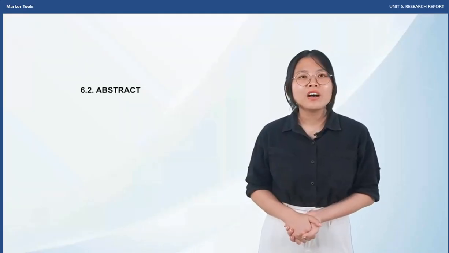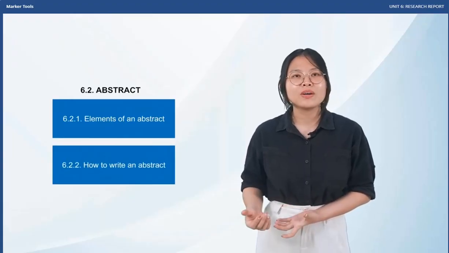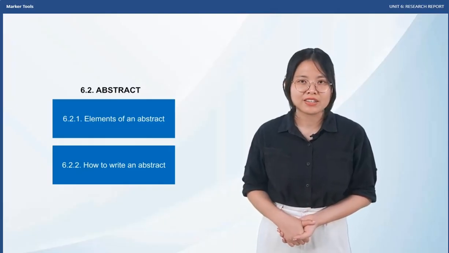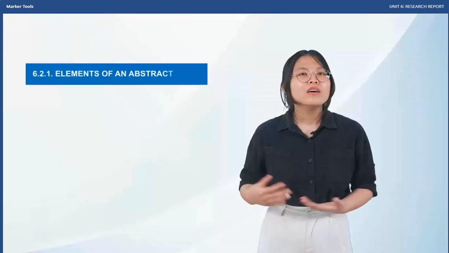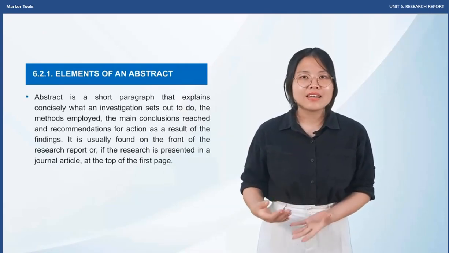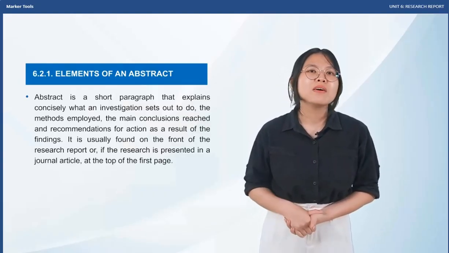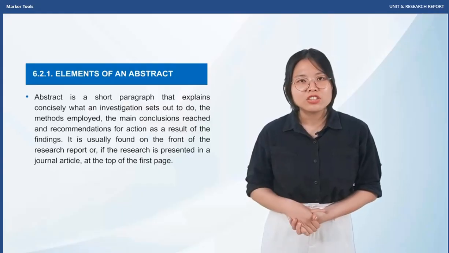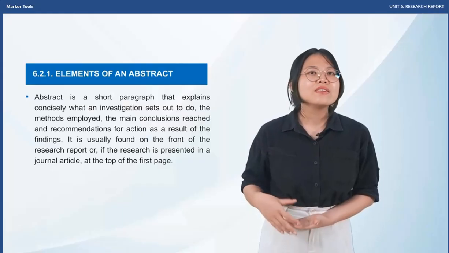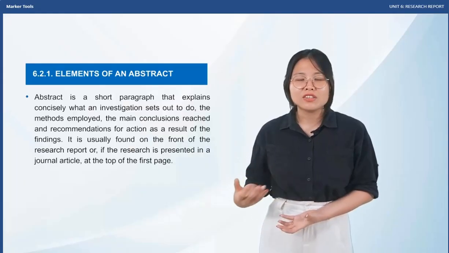Next one, we're moving on to the abstract. For abstract, I divided it into 2 main parts. The first one is elements of an abstract, and then I will tell you how you can write an abstract. An abstract is a short paragraph that explains concisely what an investigation sets out to do. It also tells you about the methods, the main conclusion reached, and recommendations for action as a result of the findings.